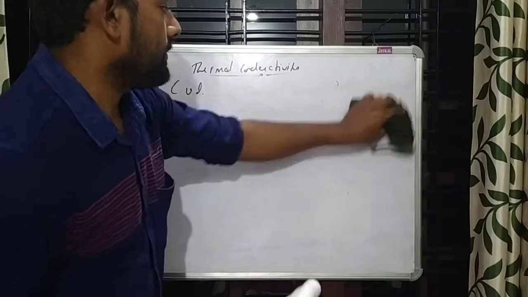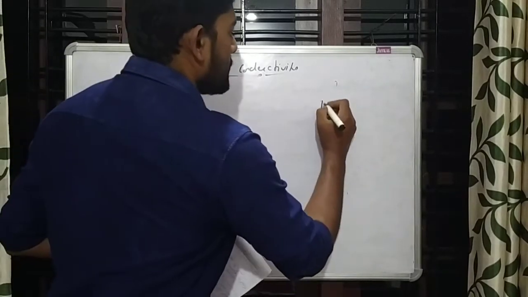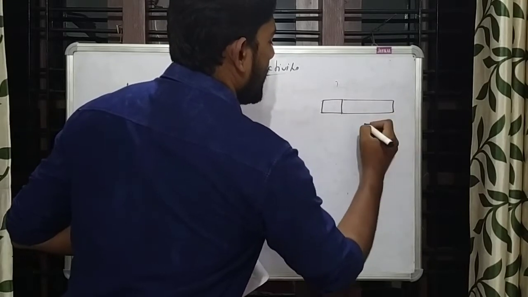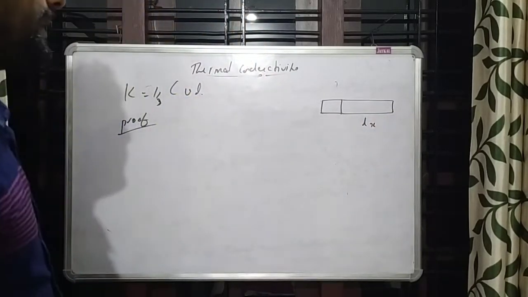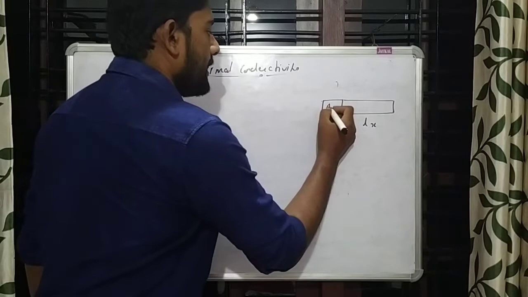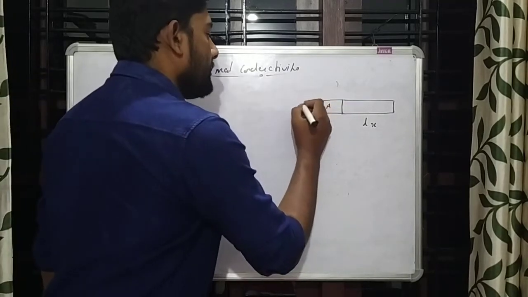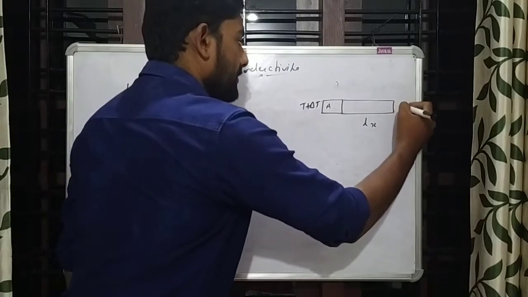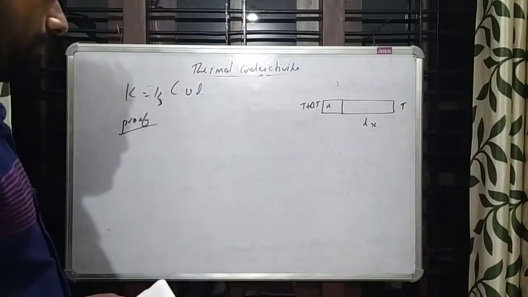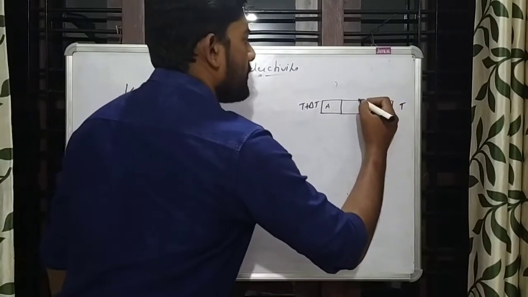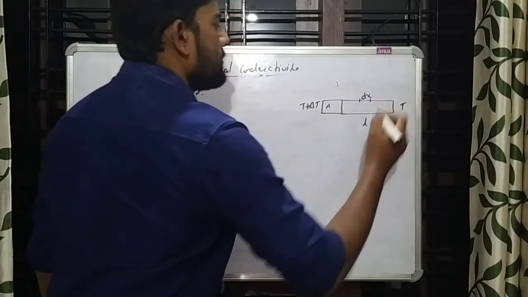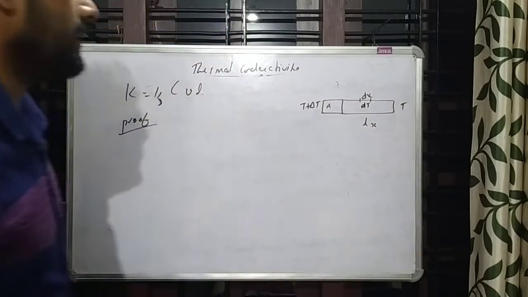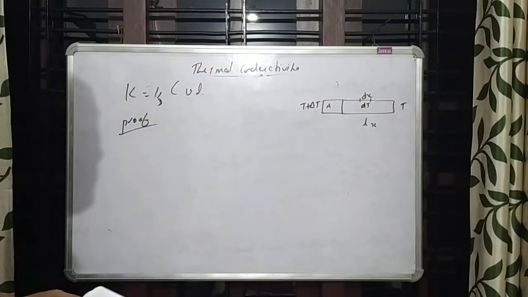This solid bar is taken in the x direction, and the length is taken as Lx. This is the area of cross section. At this end the temperature is T plus delta T, the temperature is more at this end, and the temperature here is T. I'm considering a small length dx, and the temperature difference is dt.